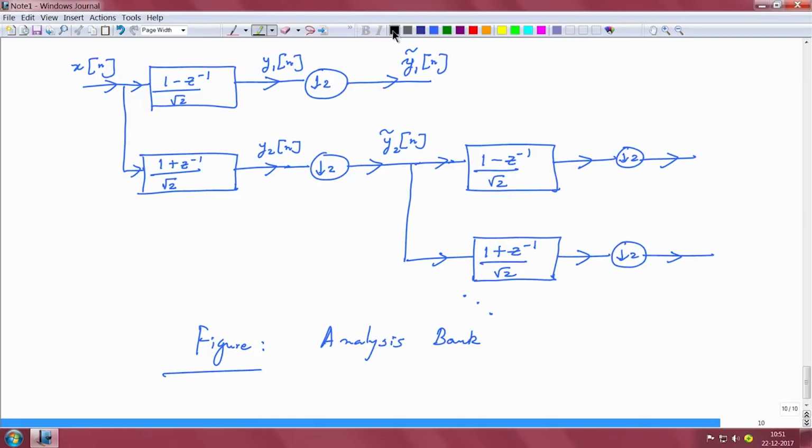Hello all, I am Chaitanya, a PhD student at IISc. I am going to discuss the problem that the professor has mentioned. Here we have an analysis bank where we are doing a dyadic decomposition. The low pass and high pass filters are based on the discrete time Haar wavelets that we have studied in the class.